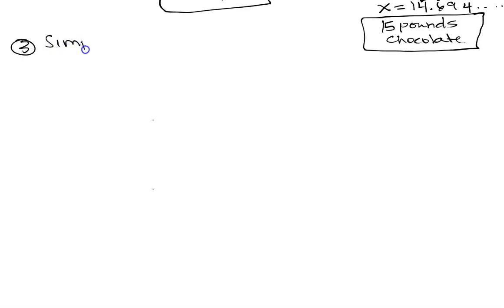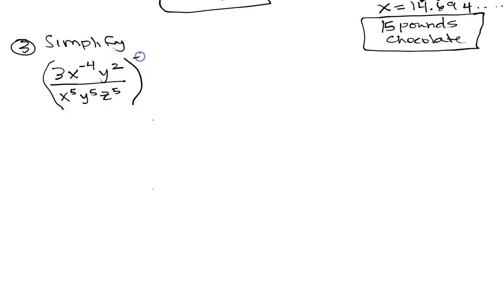Okay, so it says simplify. And we've got 3x to the negative 4 power y squared over x to the 5th y to the 5th and z to the 5th. And then this is all raised to the -3 power.